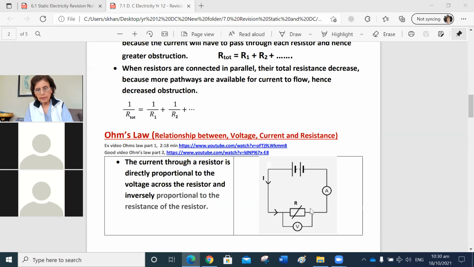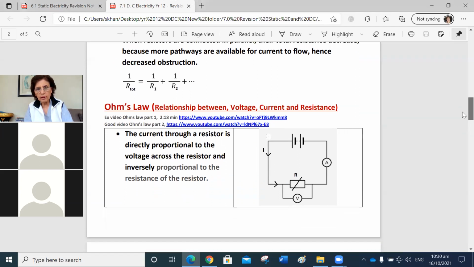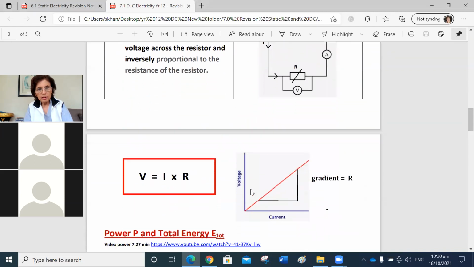Secondly, if we keep the voltage constant but change the resistance, so that means the resistance is increased, the current will decrease. Or we say that current is directly proportional to the voltage, or current is inversely proportional to the resistance. Because if you make I the subject of the equation, that will be V over R. This is the equation that's given in the formula list.